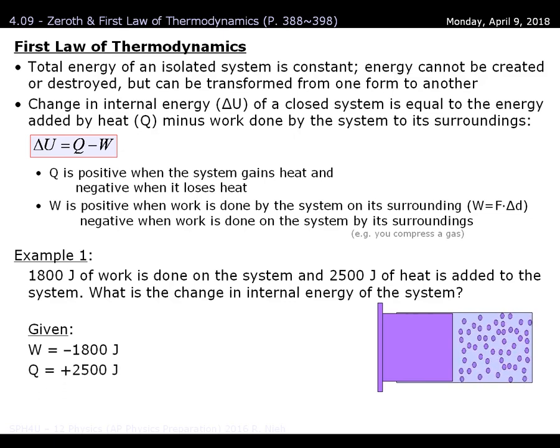Number two, let's say you so happen to add heat into the system as well. Now you have the sum of those two values of internal energy. So you have 2500 joules minus negative 1800 joules because it's work done by the surroundings onto the system, and that double negative becomes positive. So at the end of the day, you gain a whole lot of internal energy.